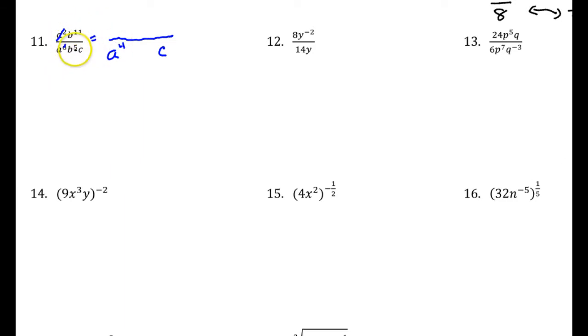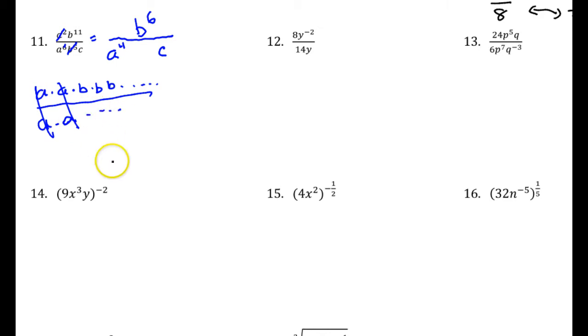Same thing with the b's. If you have 5 on the bottom, those 5 will cancel out with 5 of these. So there's 5 fewer, so there's only 6 left over. So we got b to the 6th. Another way is simply just to expand it out all the way. Keep on going to 11 b's, and you can see what actually cancels and what's left over. Okay, continue there.